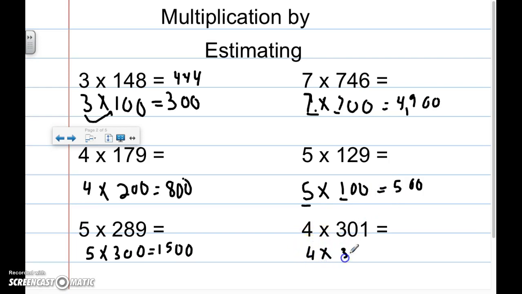4 times 300 instead of 301. So 4 times 3 is 12, and then I can place two zeros on the end. The two zeros from the 300 go on the end. So my answer is 1,200. So this is an awesome way to guess what your number is going to be whenever you actually learn how to multiply it out. This way you can get an estimation, do this part in your head, and then go, okay, is my answer reasonable or not? This is a great way to determine if your answers are reasonable or not.